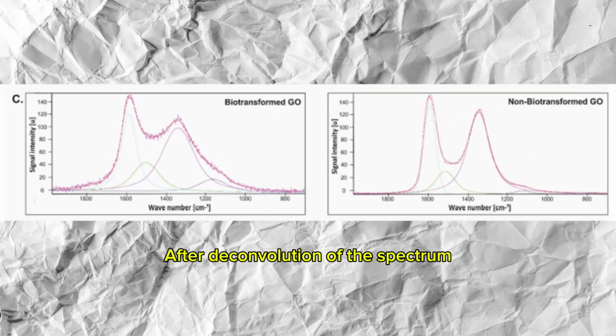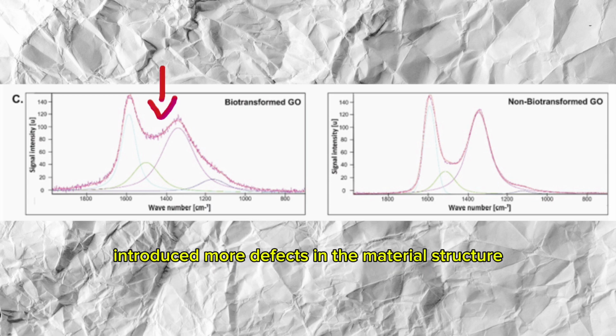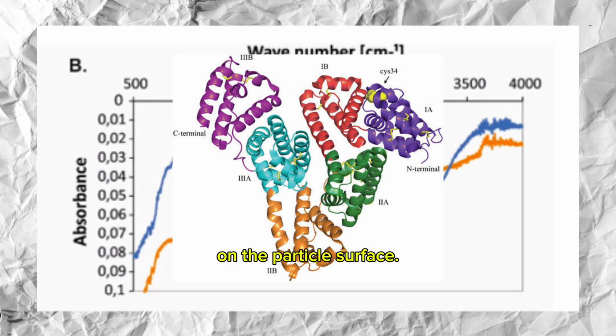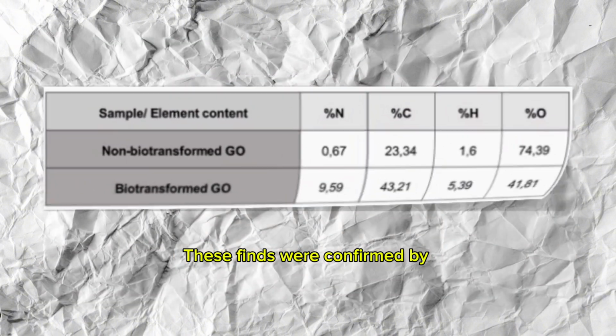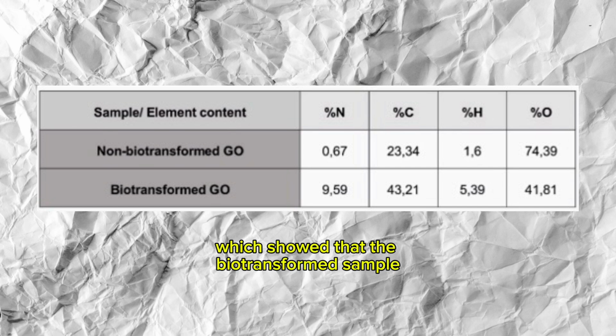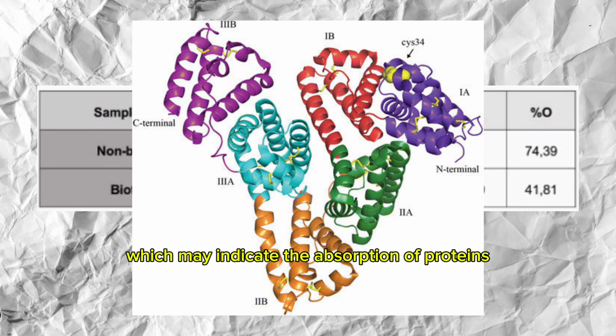After the deconvolution of the spectrum, the authors concluded that contact with the serum components introduced more defects in the material structure. The FTIR spectrum of the non-biotransformed graphene oxide showed more peaks. This may also have been caused by the absorption of molecules on the particle surface. These findings were confirmed by elemental analysis, which showed that the biotransformed sample had much more nitrogen groups, which may indicate the absorption of proteins.